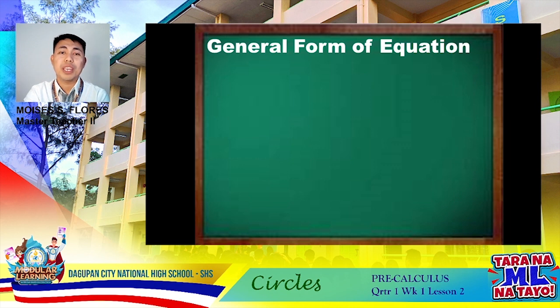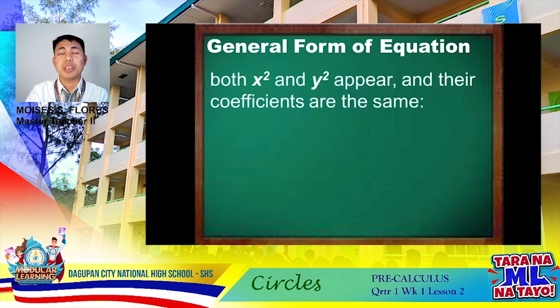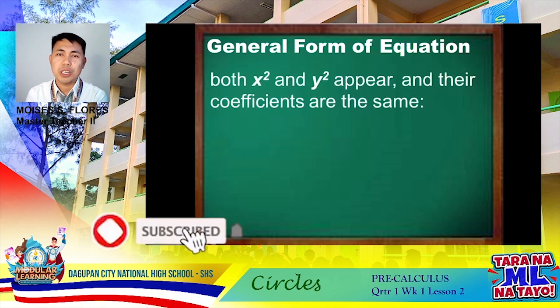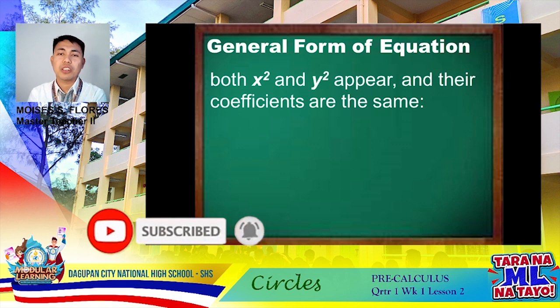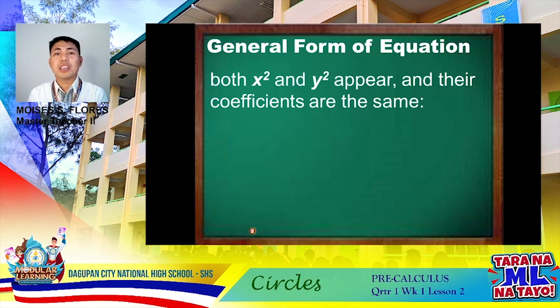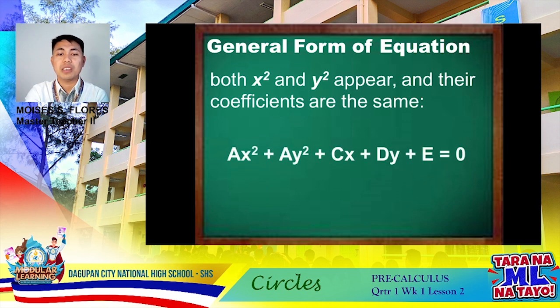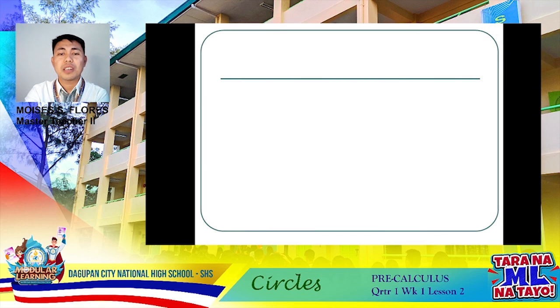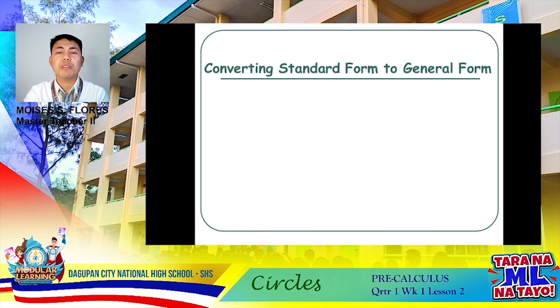A while ago we were done with the standard form, but this time we are on the general form of the equation. Bear in mind, as we discussed during our introduction to conics, that the general form of the equation of a circle has variables x and y in the second degree, and their coefficients are the same. So we have ax squared plus ay squared plus cx plus dy plus e equals 0. Now we are going to convert, transform, or rewrite the standard form to general form.